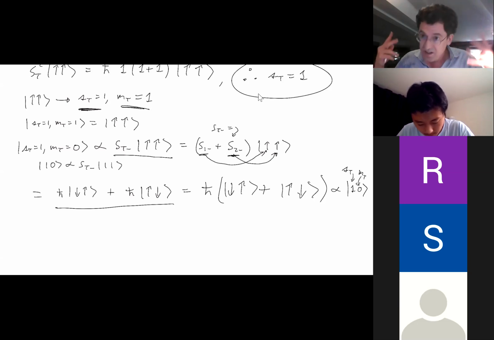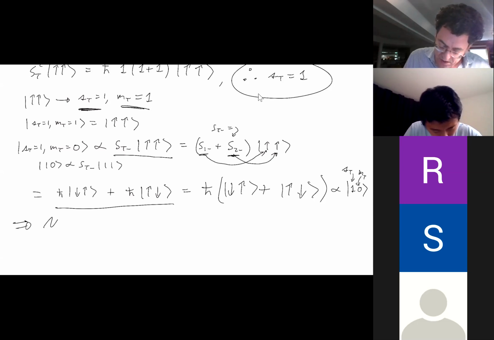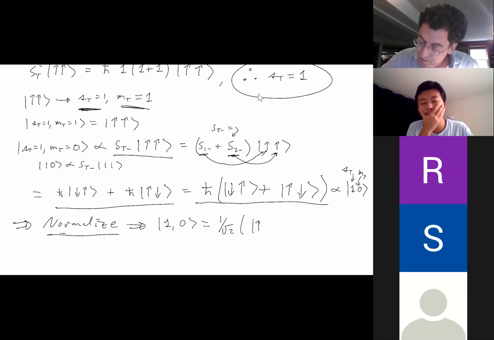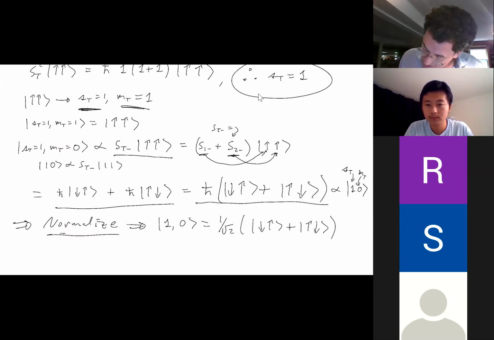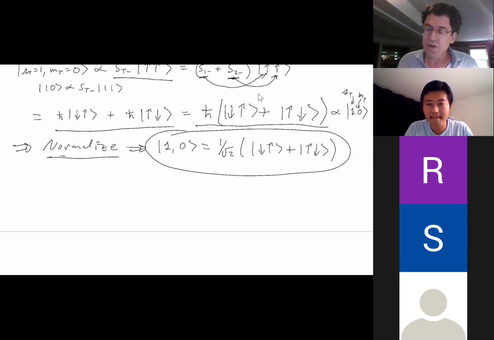Then I can just normalize it. We can do a simple normalization: just find the length of this vector by squaring it with itself. After normalizing, which is easy, we can see that the state 1, 0 is equal to this guy normalized. When you normalize him, you get a 1 over square root of 2 out front: down, up plus up, down. Okay, we did it. We've constructed another basis element. See how we're constructing the new eigenstates one by one.